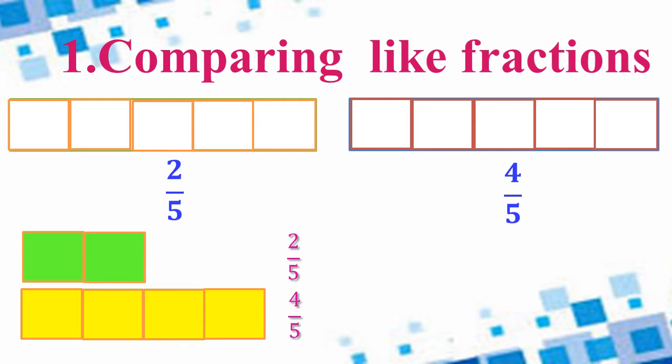Now we can clearly see that the region showing 4 shaded parts is larger than the region showing 2 shaded parts. Thus, the fraction 4 by 5 is greater than the fraction 2 by 5. So, we can conclude that for fractions having the same denominator, the fraction with the larger numerator is greater than the fraction with the smaller numerator.